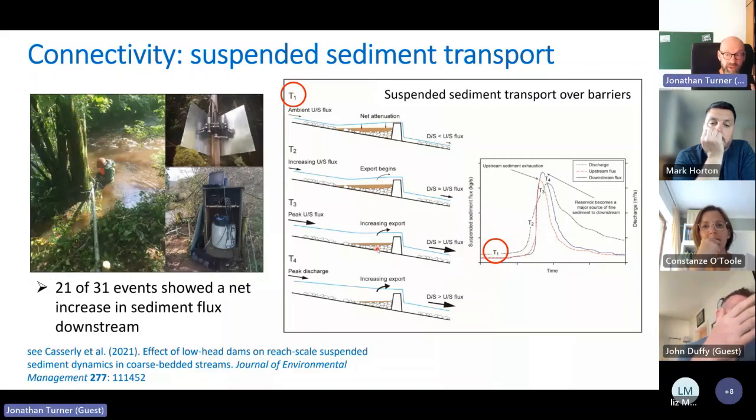And so although fine sediment is able to get over these structures, there is a modest impact on the amount of sediment that's coming downstream. And I guess potentially, if you've got large amounts of sediment coming from behind these structures during these storm events, a potential impact on sensitive biota downstream.